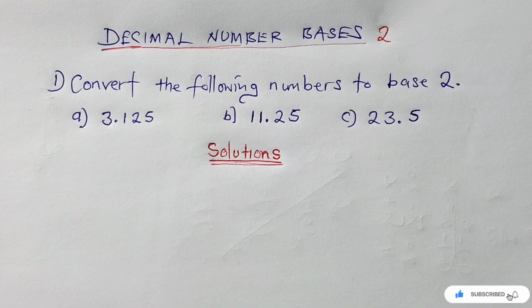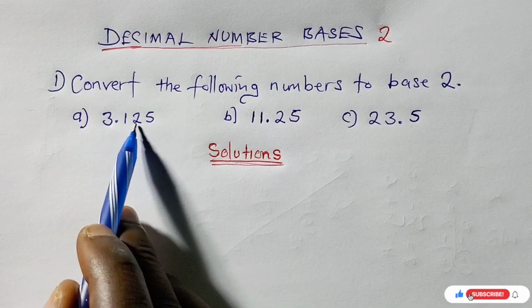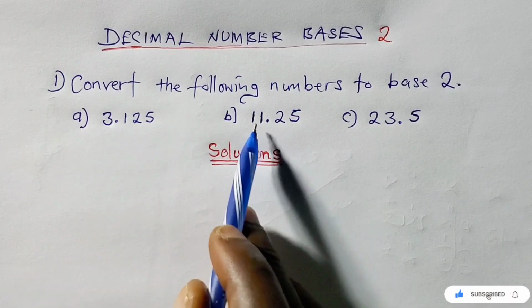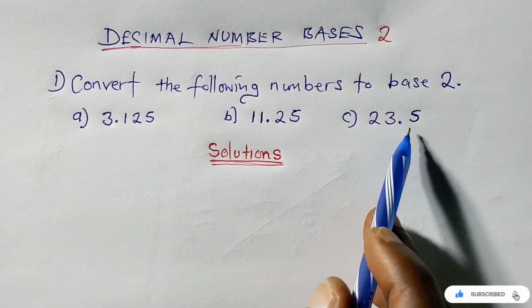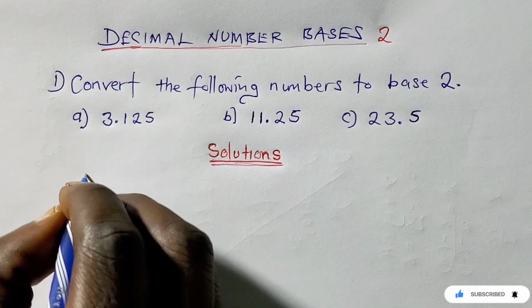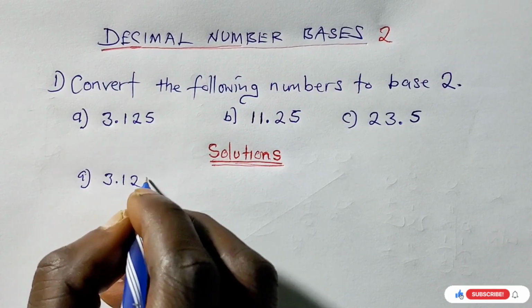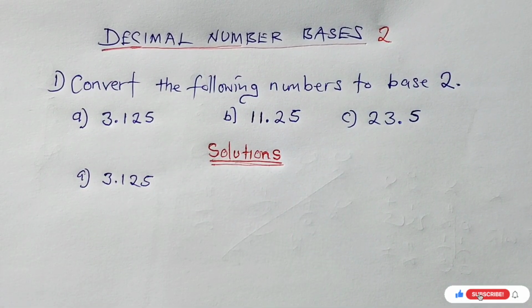The first question is saying, convert the following numbers to base 2. All right, so this is question 1, and A is saying 3.125, 11.25, 23.5. Let's start with the first question, which is 3.125. Now, what are we going to do here?